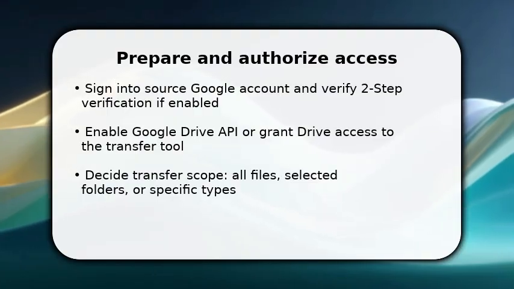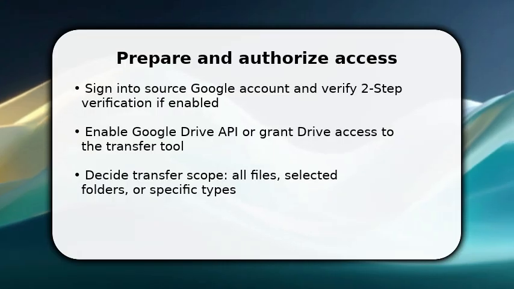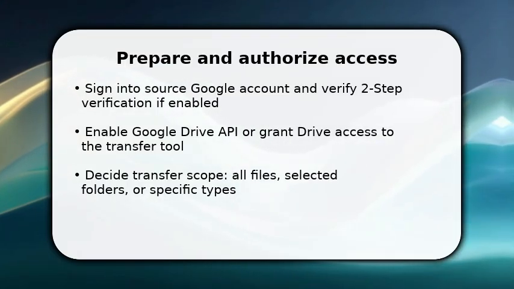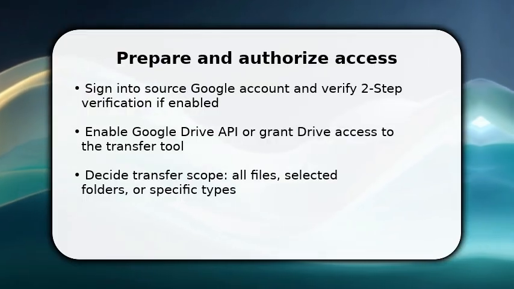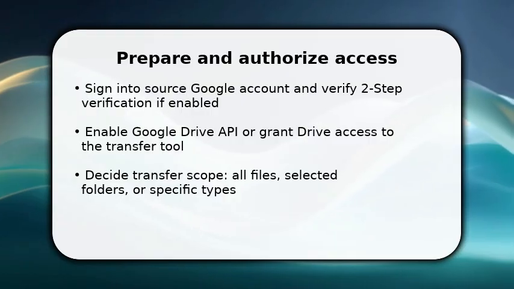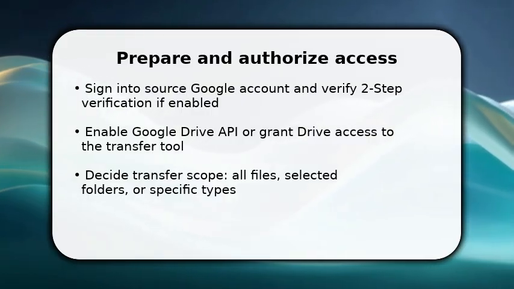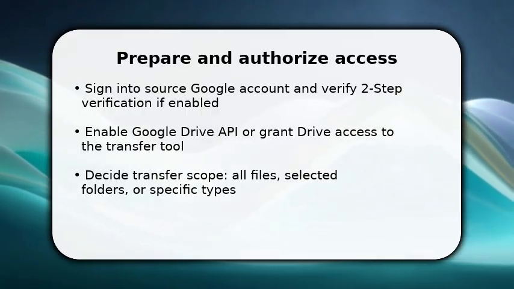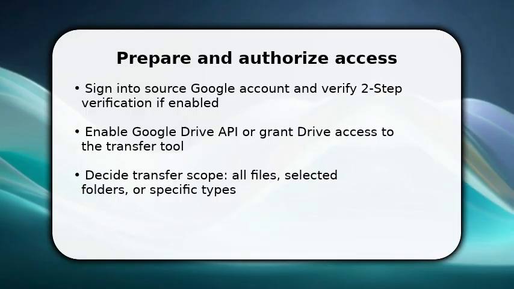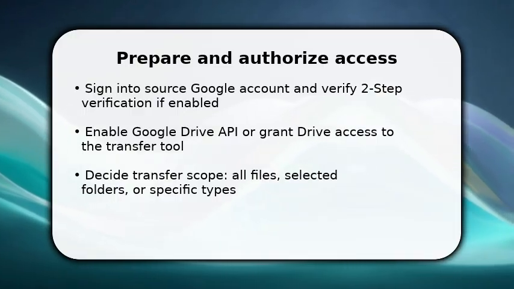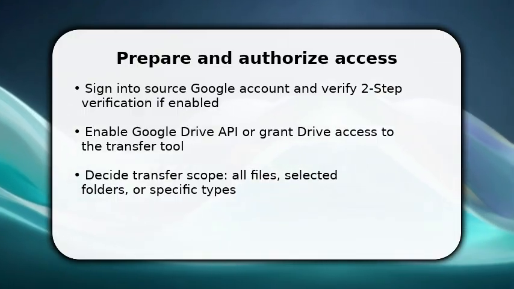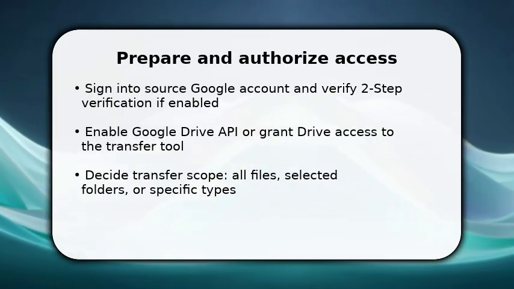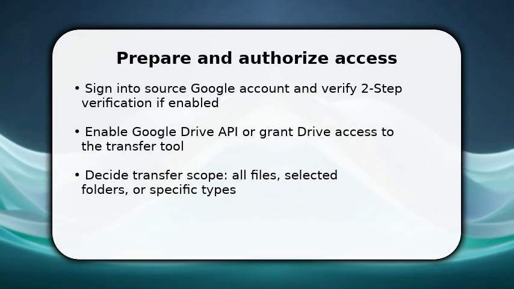You start by signing into the source Google account and confirming two-step verification. This secures access and prevents interruptions. Next, authorize the transfer method. Either use Google Takeout, Drive's share and move features, or a third-party migration tool, and grant it Drive permissions so files can be read and copied. Once done, choose the exact scope: full drive, individual folders, or only certain file types, because narrowing scope speeds transfer and reduces errors when you begin the copy process.